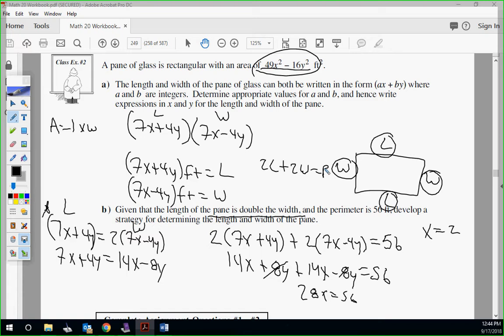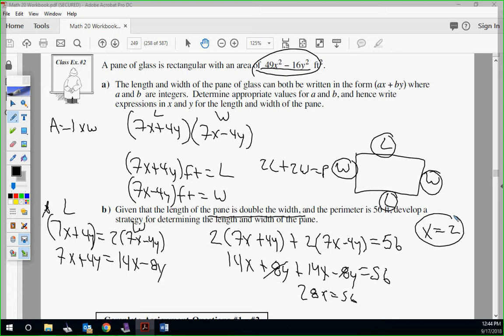We have the length equals 2 widths, and then we have 2 lengths plus 2 widths equals 56. They're 2 separate equations. A perimeter, and then relating the width and the length. Now, once you solve the perimeter here, when we simplify this one, we were fortunate enough to have the 8y's cancel. And so then we can solve for x, which is 2. We cannot plug the 2 into here and solve for y because the y's are going to go away. So that's why we need this other equation.